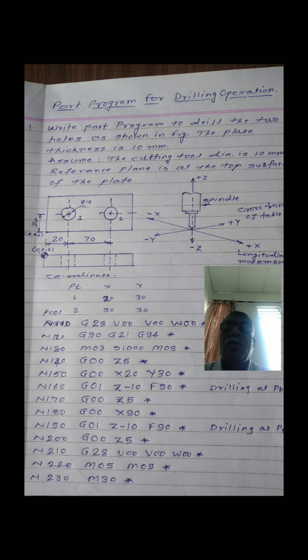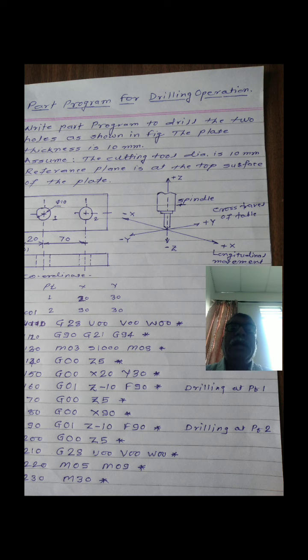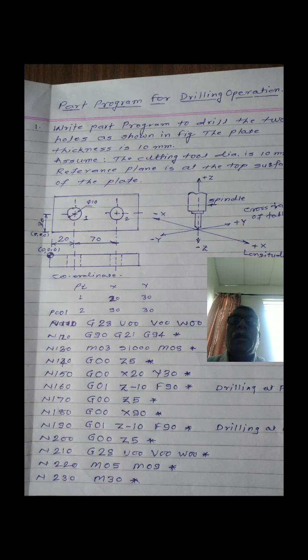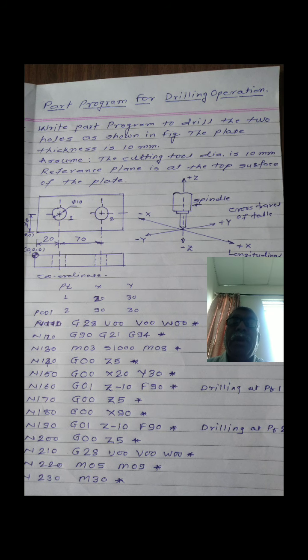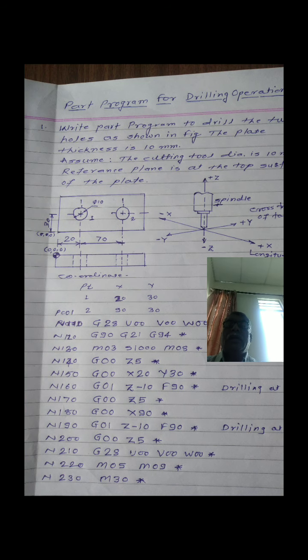First, write down the problem. Write a part program to drill the two holes as shown in the figure. The plate thickness is 10 mm. Assume the cutting tool diameter is 10 mm. The reference plane is at the top surface of the plate. Is it okay? Then you have to study the job drawing.